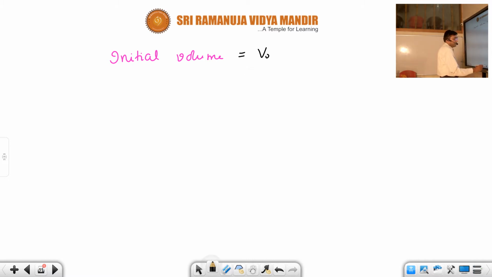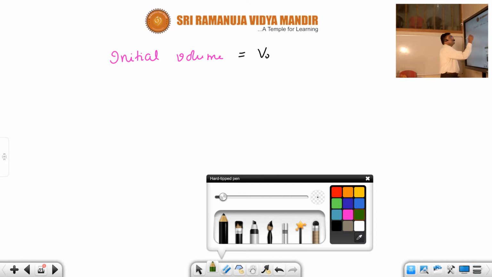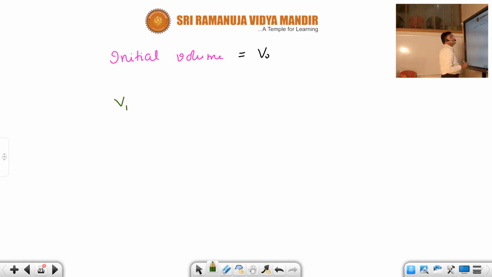Now students, what Charles' law is saying is, for example, for 1 degree raise in temperature, this is at 0 degree centigrade. So let us take again 0 degree centigrade, the volume is V0. What is this volume? This is the initial volume, V0, for 0 degrees centigrade.